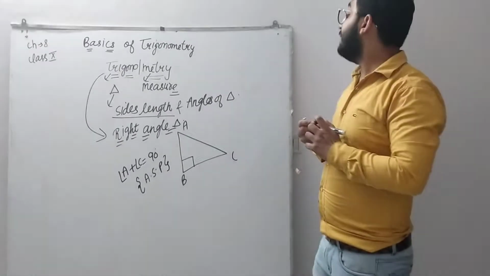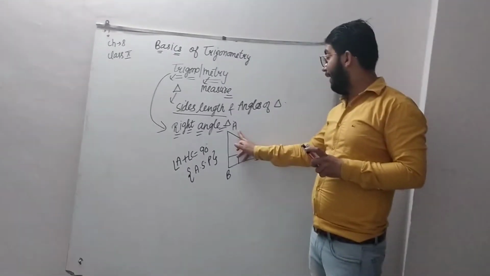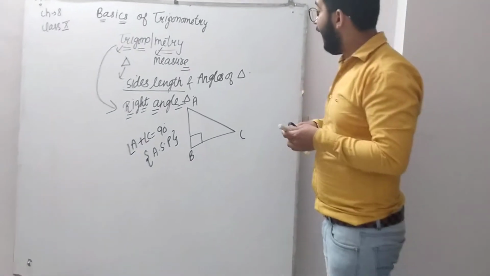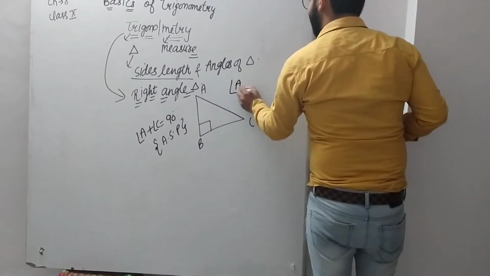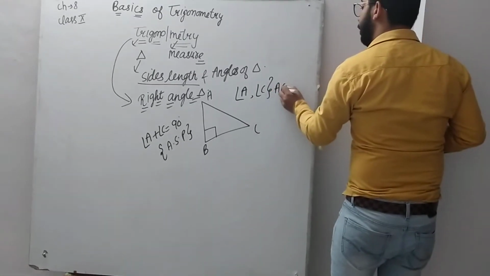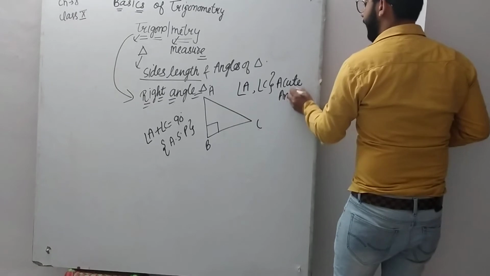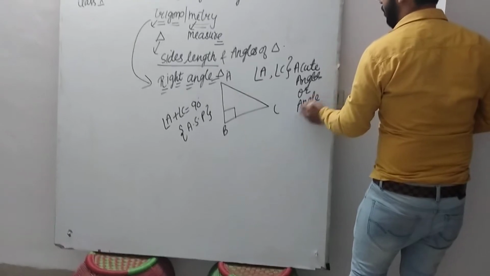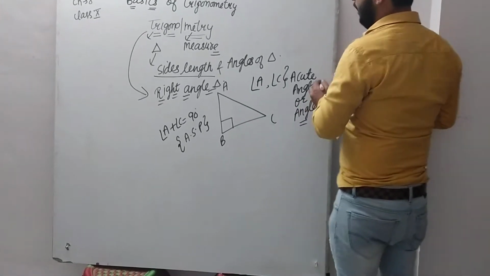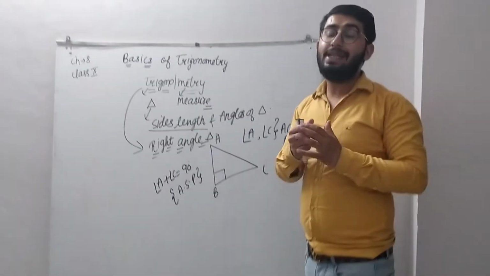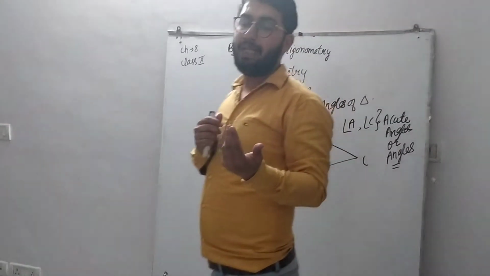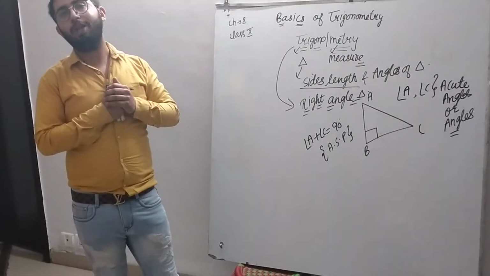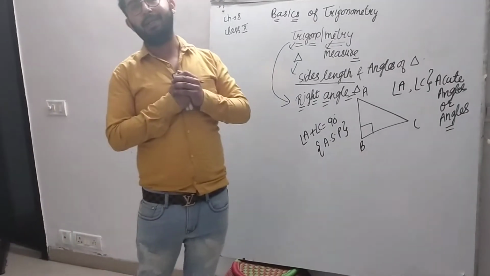As the sum of angle A and angle C is 90 degrees, we can say that these two angles are acute angles, or simply we will use the word angles. So in any right angle triangle, one of the three angles is a right angle, and the remaining two are acute angles.